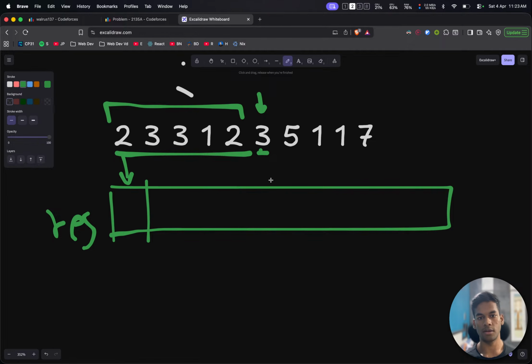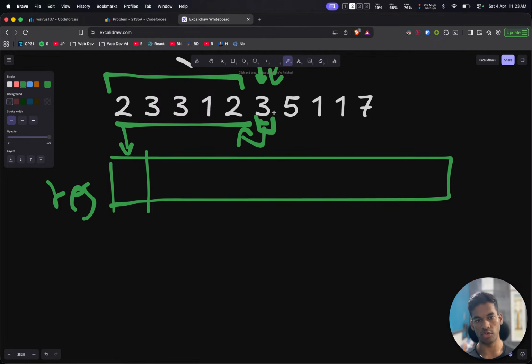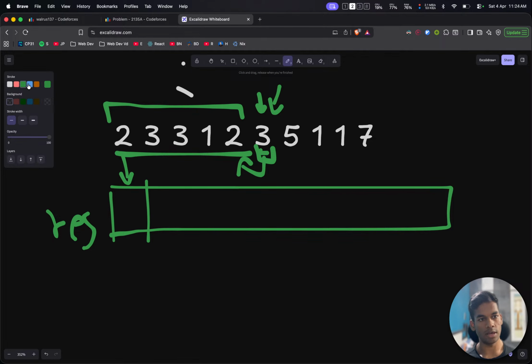And then, since either we include this digit into this or we don't, there are only two possibilities. So if we do include 3 into this, we would have to remove 1 and 2, and we will get this sequence of 3's, 3 3 3.